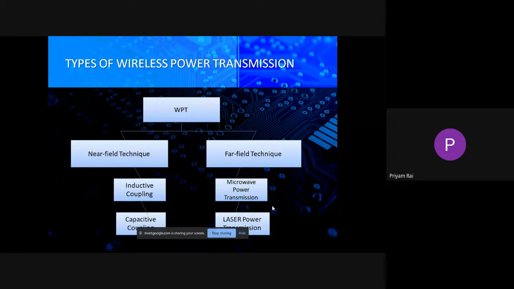The second technique of wireless power transmission is far field technique, in which power is transferred by beams of electromagnetic radiation like microwaves or laser beams. This technique can transport energy over longer distance but must be aimed at the receiver. Under far field technique, we have two types, that is microwave power transmission and laser power transmission.